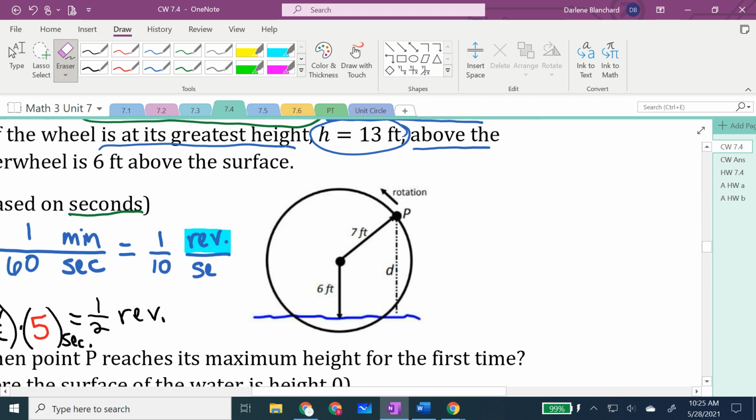And what you want to realize in the visual picture here is that with just knowing the radius being 7 feet and the center being 6 feet above the surface of the water, with that information, you can see the vertical issues of the sinusoidal graph, but you can't see the horizontal issues of time.